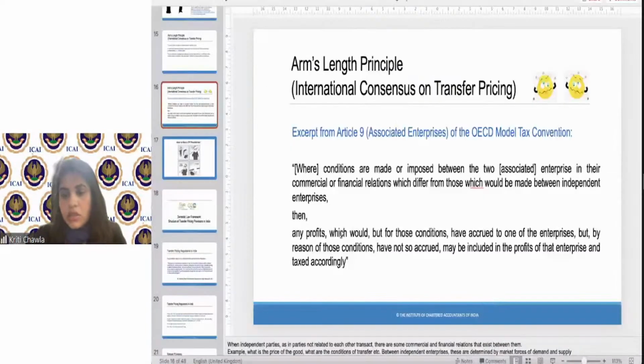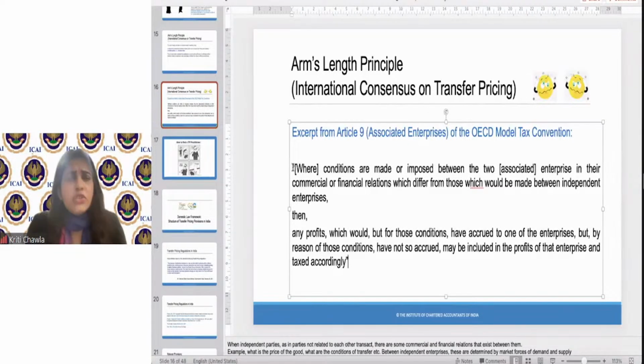Explain the second paragraph again. Where is the arm's length principle coming from? Why do we need to establish the arm's length principle? Well, arm's length price is a derivation of the arm's length principle. Arm's length price is coming from the arm's length principle.